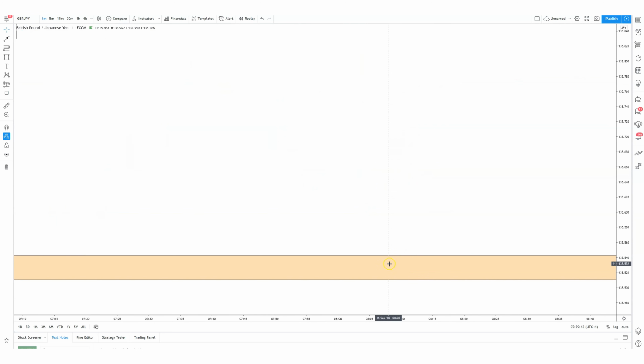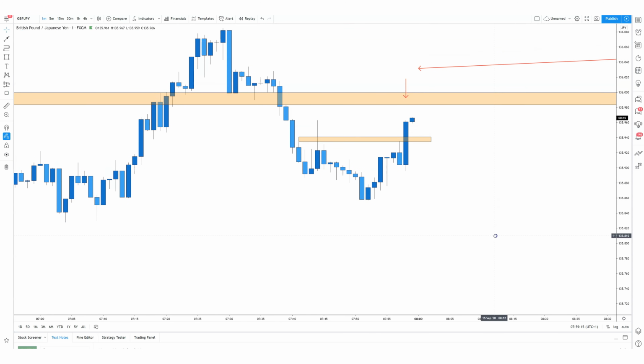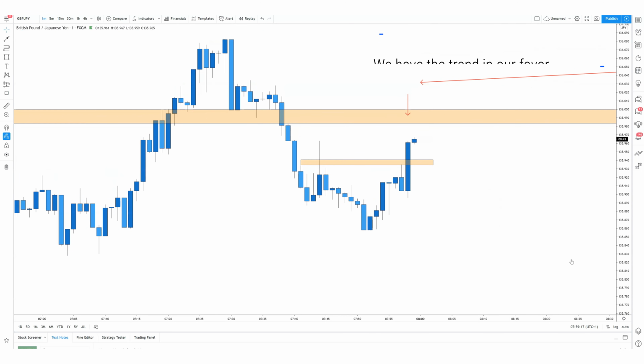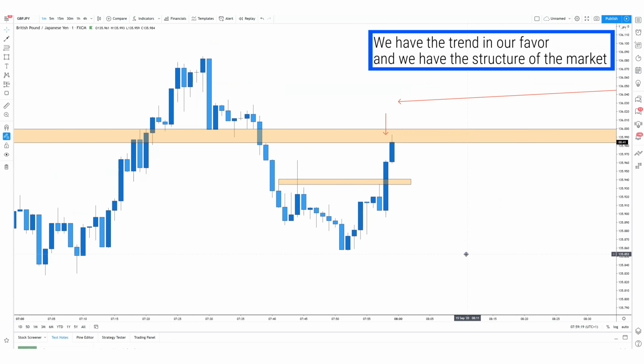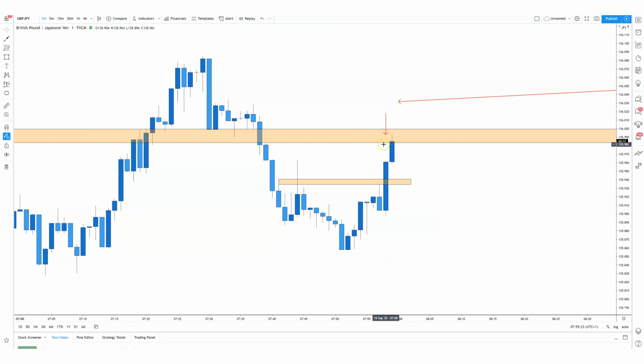The major structural targets are down here. So if we take a 1-3 trade at these levels here, it will be completely fine. We have the trend in our favor and we have the structure of the market. So we're going to go in for this trade here now quite aggressively.